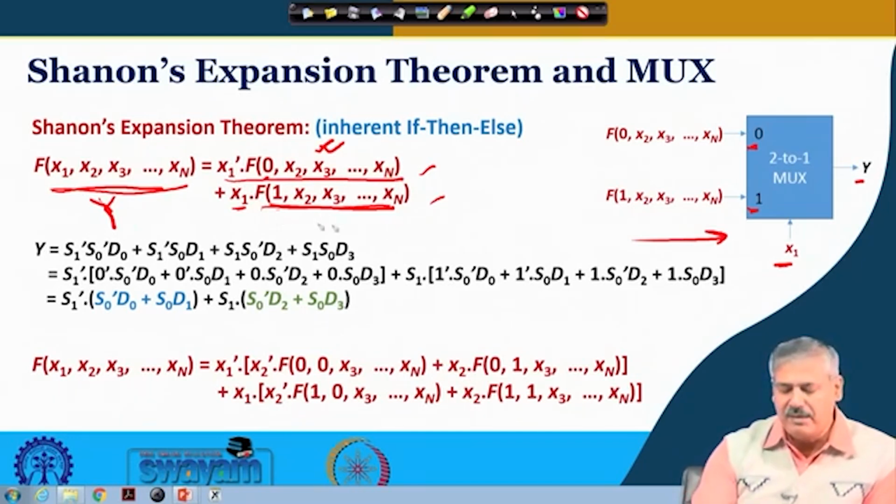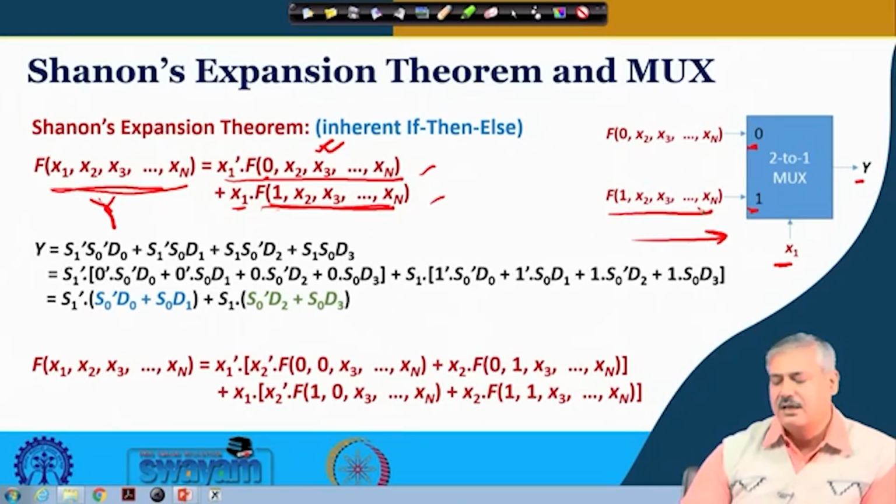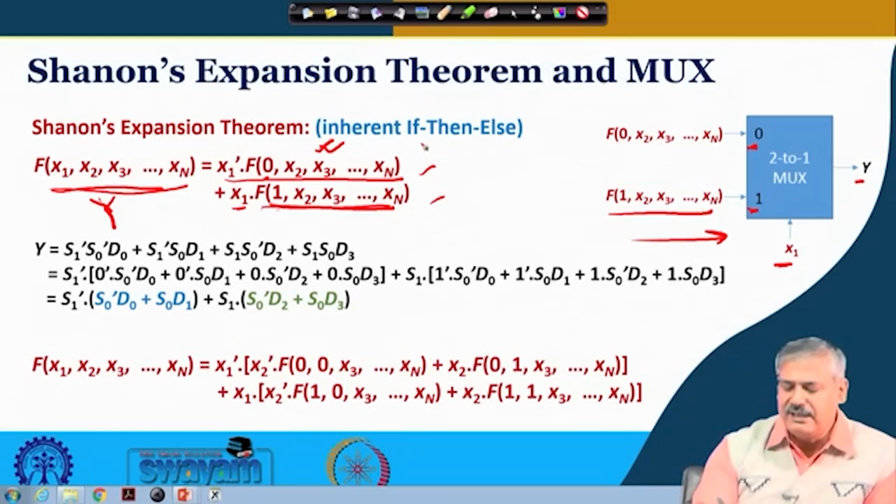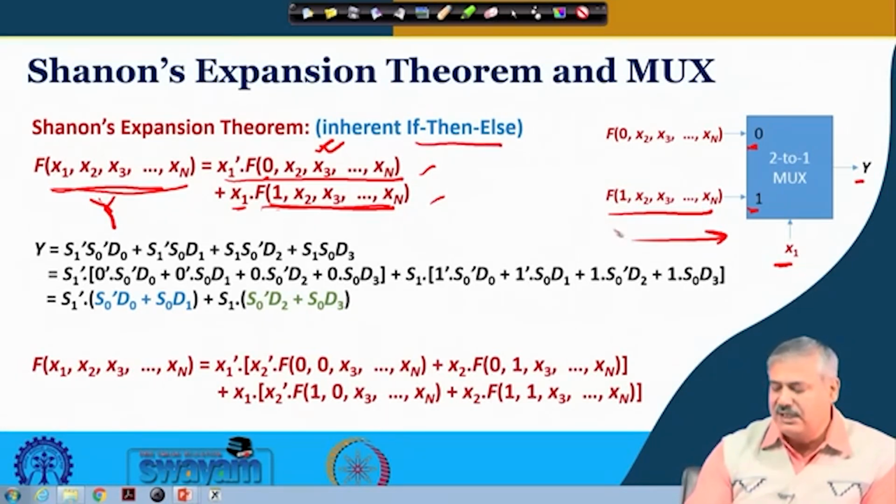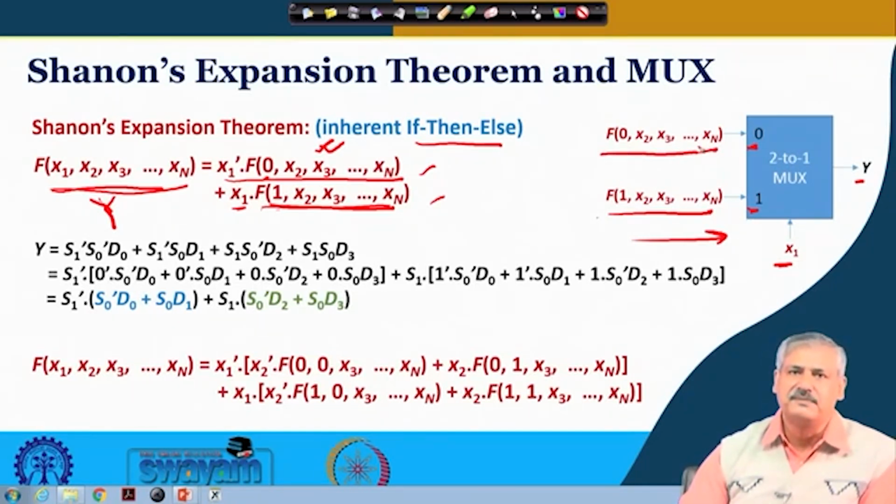So, the output will become this particular expression, which was d1 before. There is an inherent if-then-else: if x1, then f1(x2, x3, ..., xn), and if not x1, then f0(x2, x3, ..., xn) will be the function output. This is similar to the multiplexing action that we see.